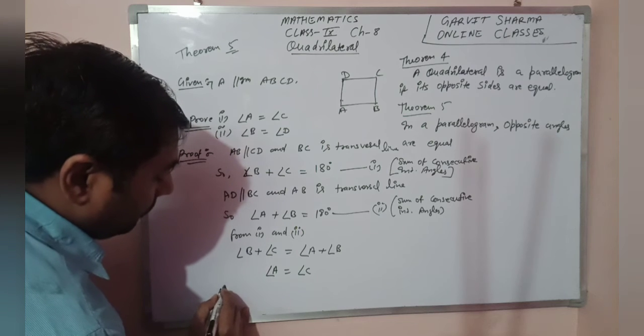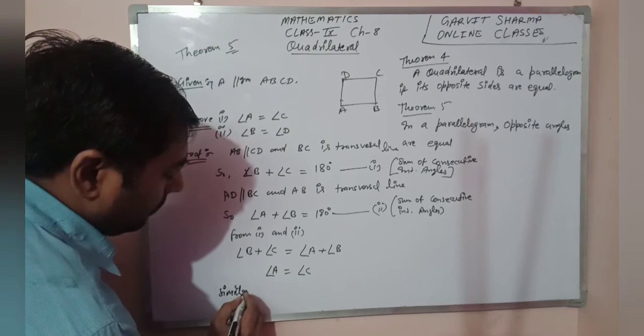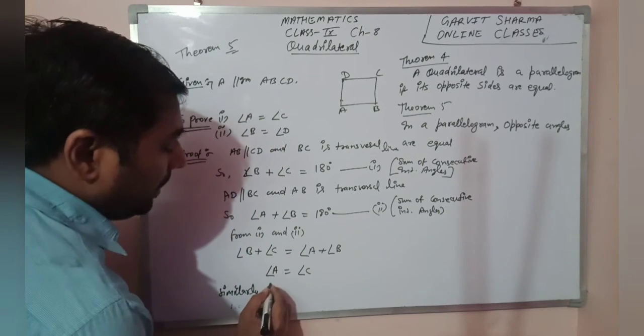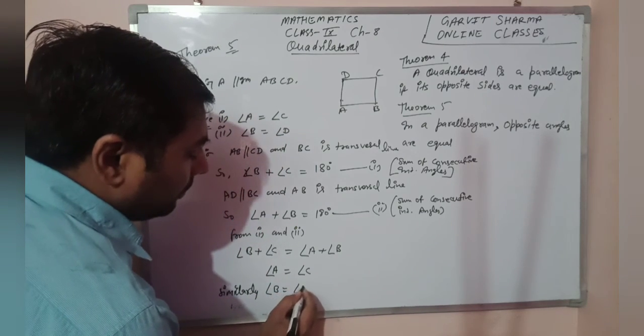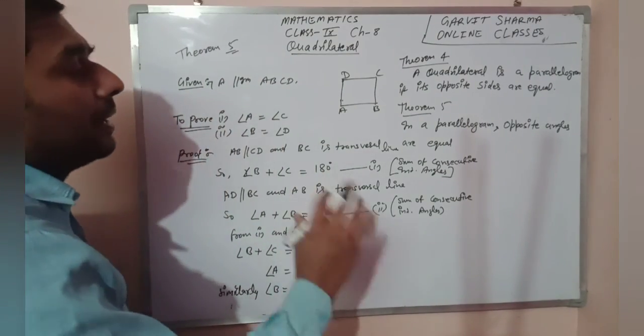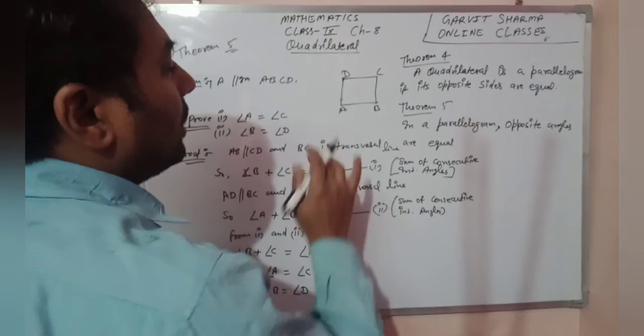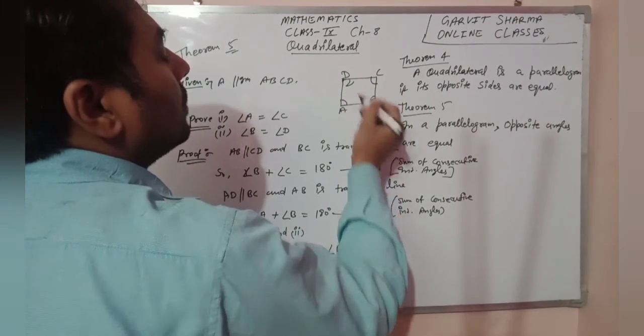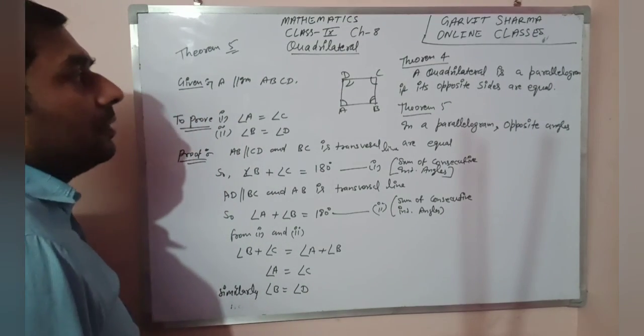Similarly, we can write that angle B is equal to angle D. Hence, we have proved that the opposite angles of a parallelogram are equal. This angle is equal to this angle, and this angle is equal to this angle.